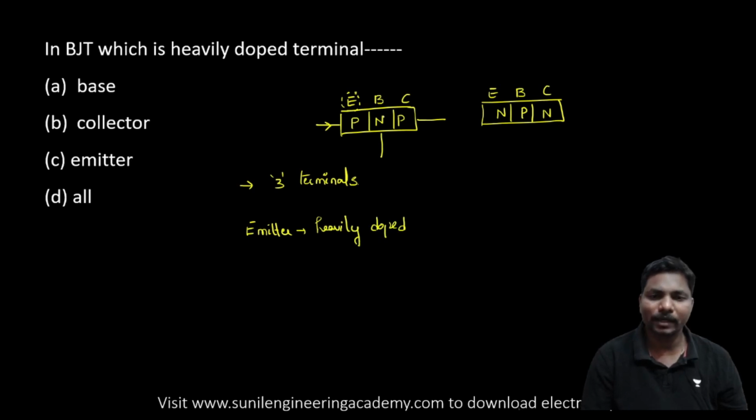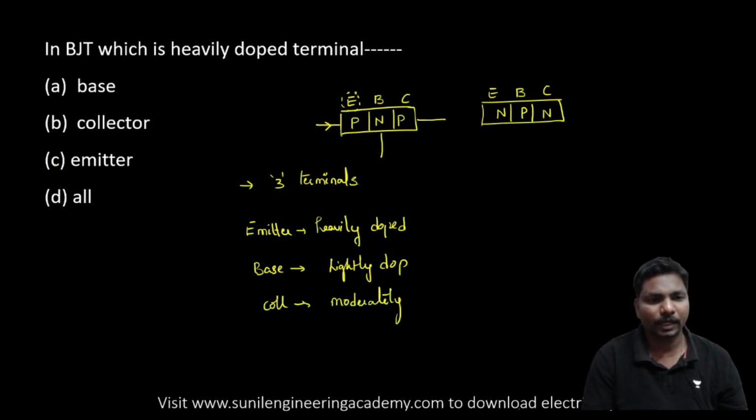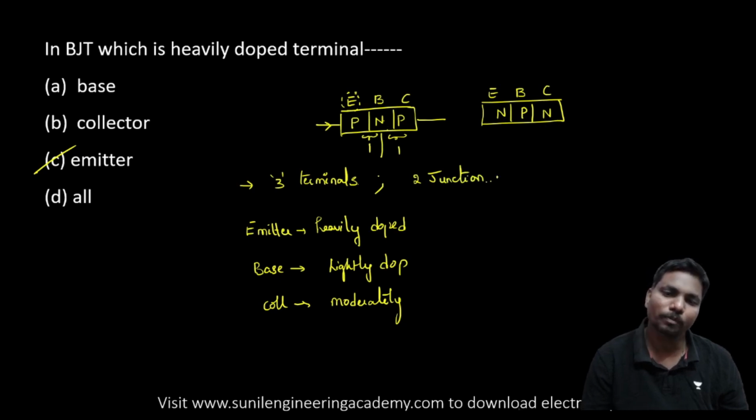Base is like a junction, it is lightly doped, and collector is moderately doped. Heavily doped terminal: emitter. Very important question. And how many junctions do we have? It has three terminals. P to N, one junction. N to P, also one junction. So 1 plus 1, it has two junctions. There is no junction between P and P and between N and N. Correct? Two junctions, that is two PN junctions.